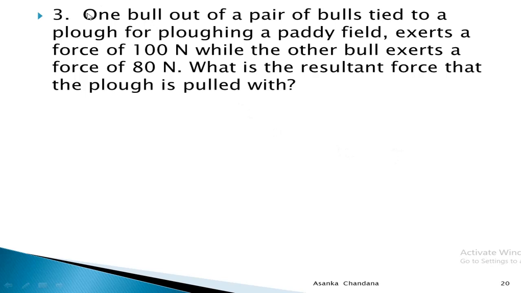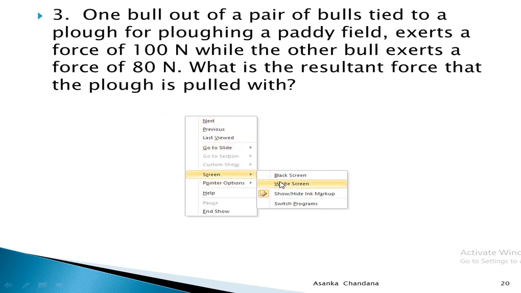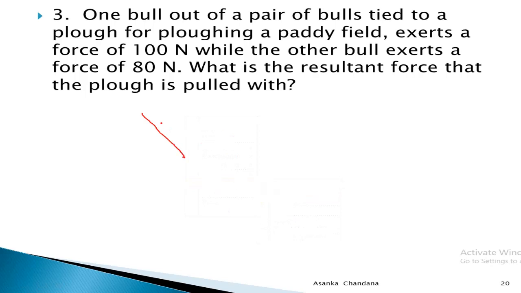Next one is question number 3. One bull out of the pair of bulls tied to a plough for ploughing a paddy field exerts a force of 100 Newton, while the other bull exerts a force of 80 Newton. What is the resultant? These two forces act in the same direction, no? One bull acts 100 Newton, another bull acts 80 Newton.